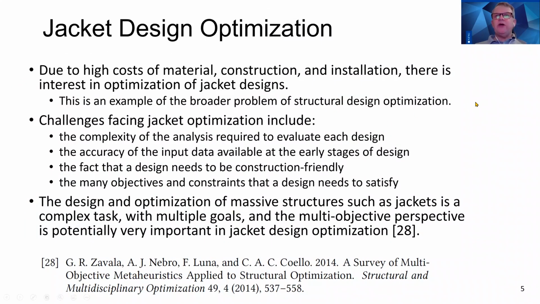Jacket design optimization is of interest because of the high cost of material, the cost of construction, and installation, and it is an example of the broader problem of structural design optimization. Some of the factors here are the complexity of the analysis that's required, the accuracy of the input, and the amount of input that we need to perform the design optimization. The design also needs to be construction friendly. It needs to be possible or easy to construct it. And we also have many objectives and constraints that a design needs to satisfy. With all these things taken together, design and optimization of these massive structures is a very complex task. There are multiple goals, and this multi-objective perspective has been identified as being quite important in jacket design optimization by Zavala et al.